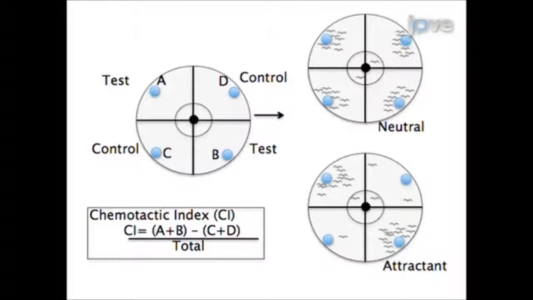Record the location of worms that completely crossed out of the inner circle. Calculate the chemotaxis index. The value will range from -1 to +1, representing maximum repulsion.